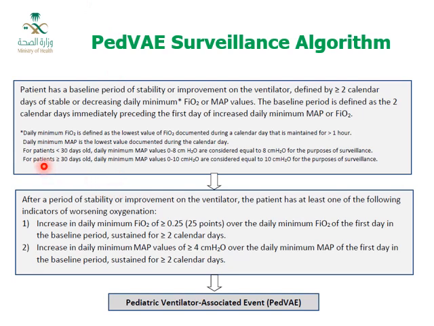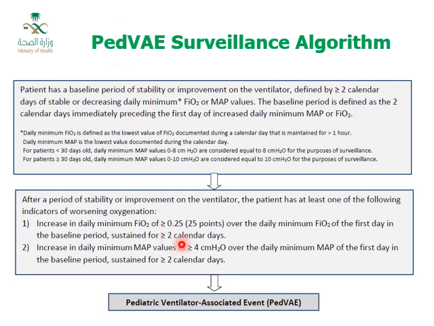It is also very important to know the MAP value for patients less than 30 days old. We consider values from 0 to 8 to be equal to 8, and for patients more than 30 days old, any value from 0 to 10 is equal to 10. This is very important when determining or identifying pediatric VAE.